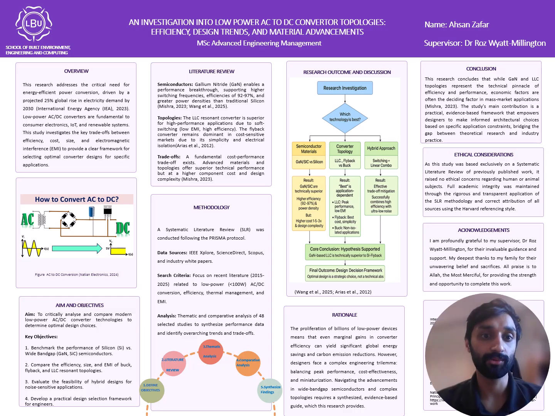Low power AC to DC converters are very important in this scenario. These converters are used in almost every modern device, such as mobile phones, laptops, LED lighting, renewable energy systems, IoT devices, and even in electric vehicles. The job of this converter is to change alternating current from the grid into the DC which electronic devices need to operate. Even though these converters are small, they are used in billions of devices.